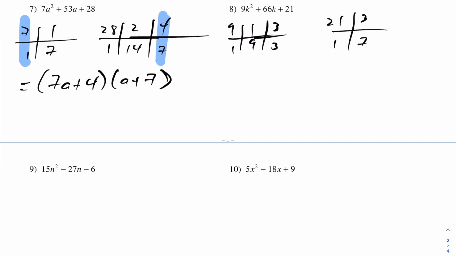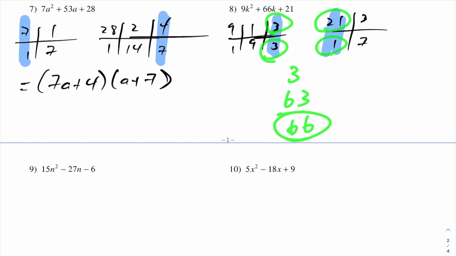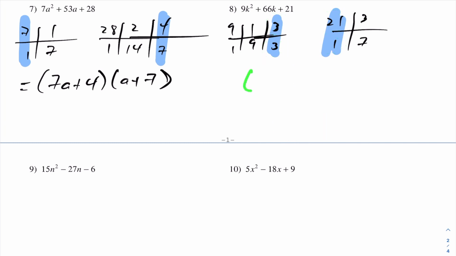I need this to come out to be 66, in which case if I take these two columns here, you'll notice I get 3 times 1 is 3, and 3 times 21 is going to give me 63. Add that together, you get your 66 that we need. So the answer for this is going to be 3k plus 21 times 3k plus 1.